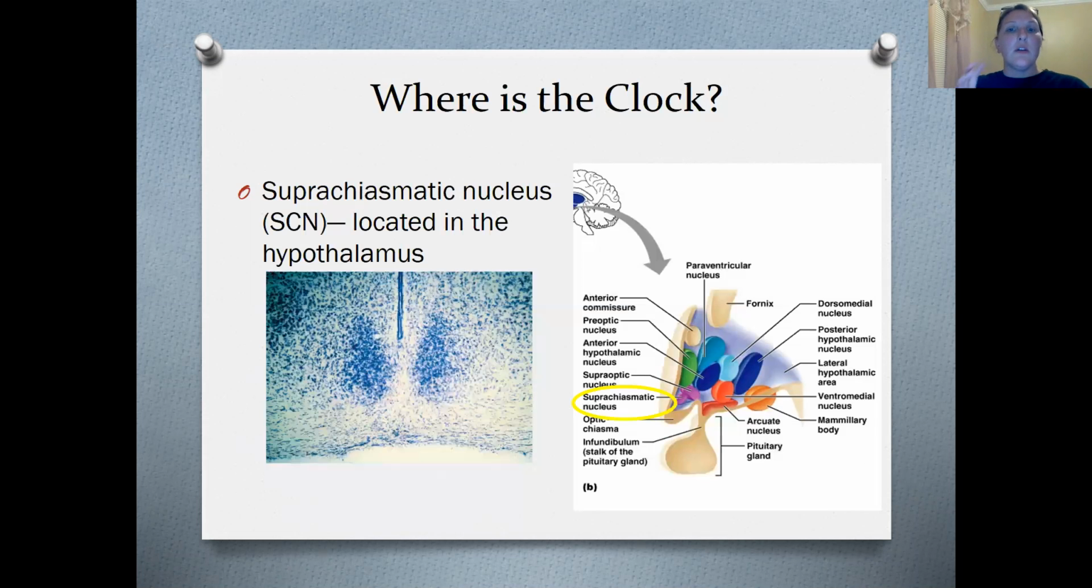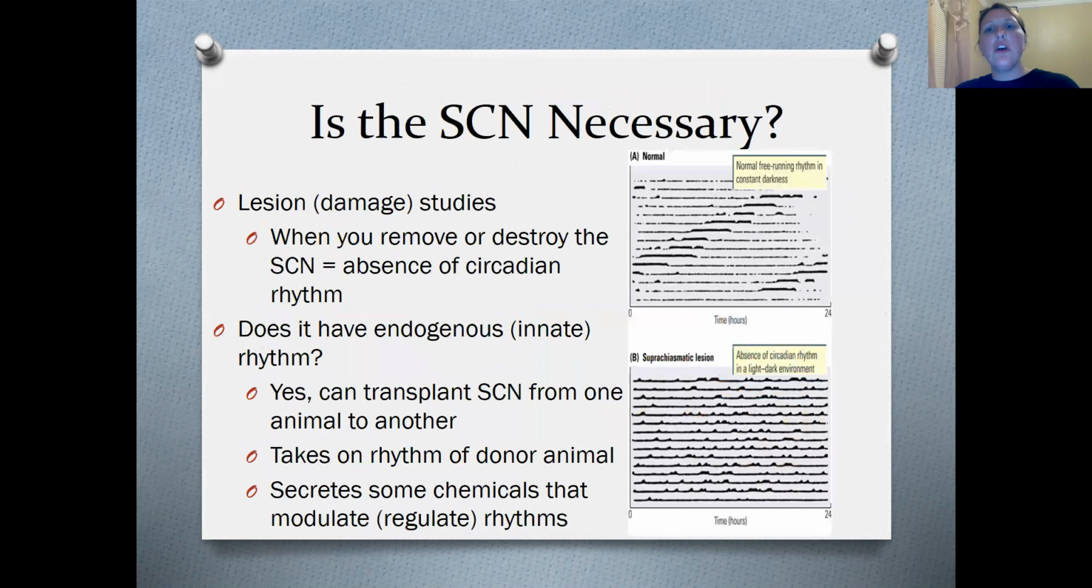The hypothalamus has a lot of jobs. It's very important in regulating a lot of different things, but we're just going to focus on what the suprachiasmatic nucleus part of the hypothalamus does in this particular lecture. So, is it important to have an SCN? The suprachiasmatic nucleus, what's important about it? Why do we need it?